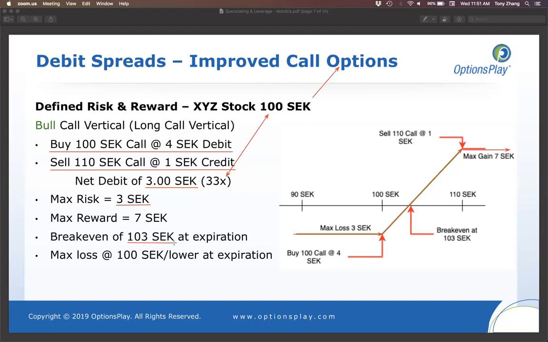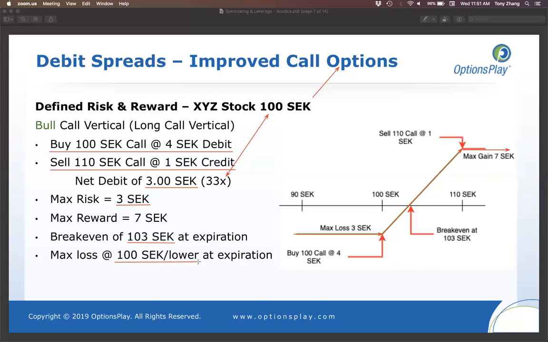Because it obviously has a higher probability of moving 3% than 4%. So really what you're doing is just improving your trade, and this is why I called the strategy an improved call option. I still have the same risk, meaning if the stock doesn't move, I'm going to risk 3 crowns instead of 4 crowns. But if the stock doesn't move, I still take on that 3 crown risk.